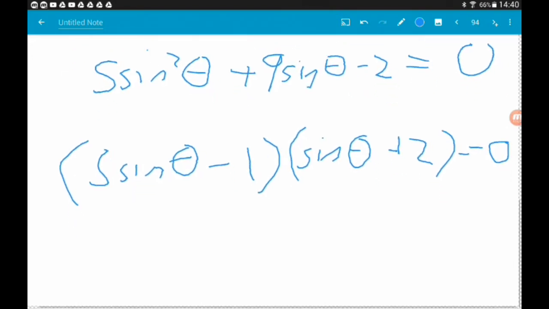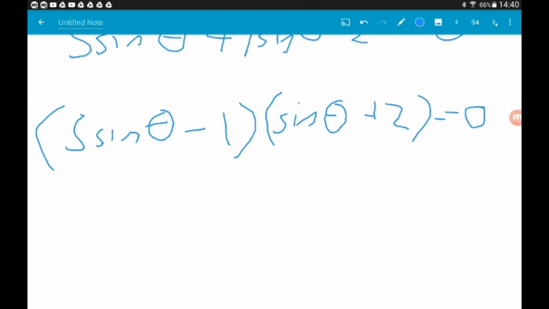So this gives us our two solutions. So the guy on the right, sine theta plus 2, tells us sine theta equals minus 2. But that gives us a bit of a problem. Sine can only be between 1 and minus 1. So there are no solutions to sine theta equals minus 2. So there's good news there. We can ignore that.